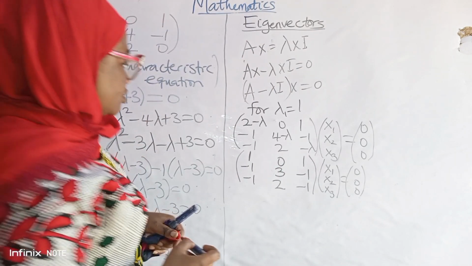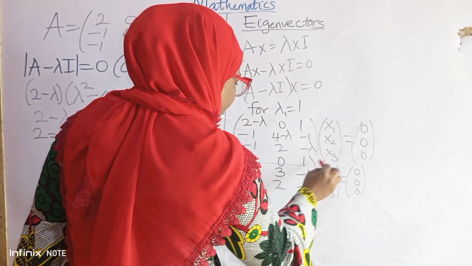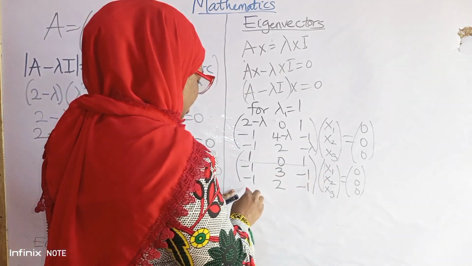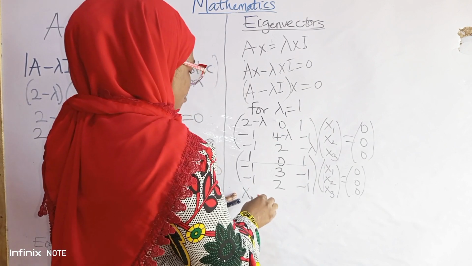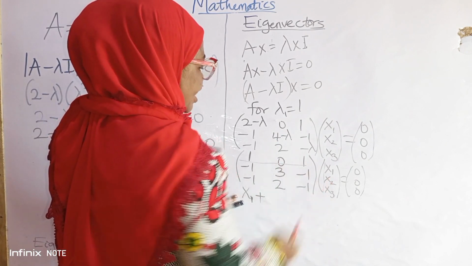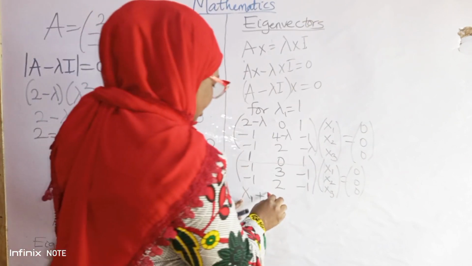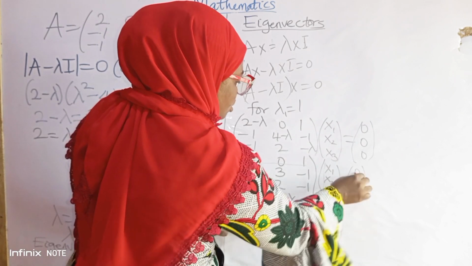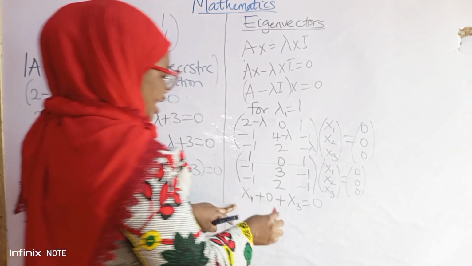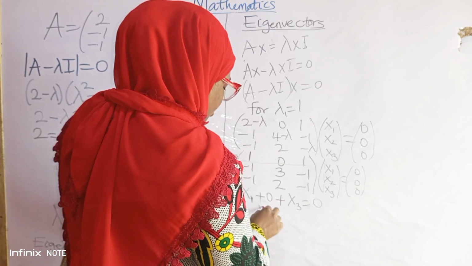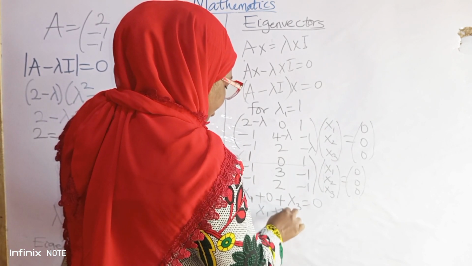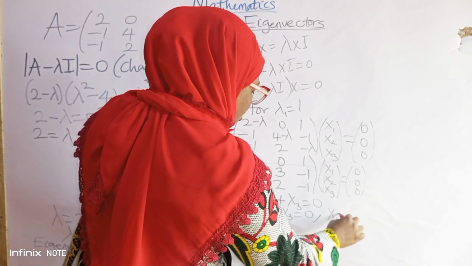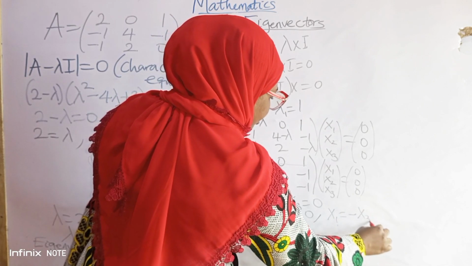So let's do the multiplication. The first row multiplying this column matrix is going to be 1 multiplied by x1, that is x1, plus 0 multiplied by x2, that is 0, plus 1 multiplied by x3, that is x3, is equal to 0. So from here, I have x1 plus x3 is equal to 0. So I can say that x1 is equal to minus x3.